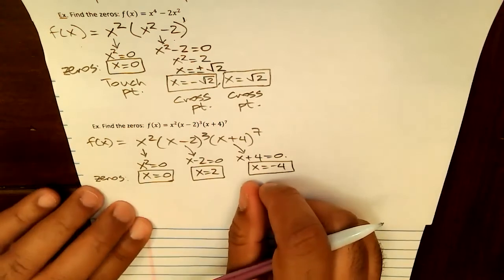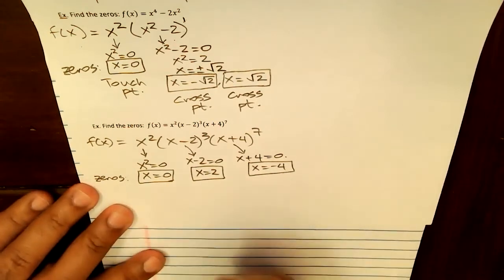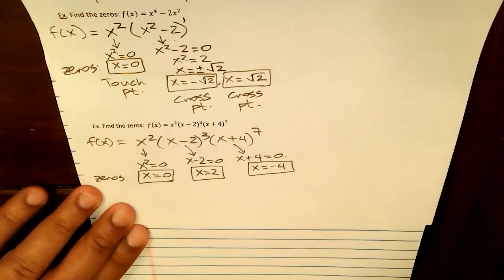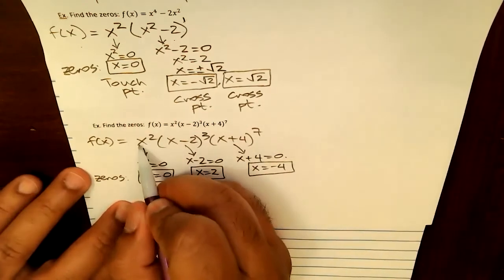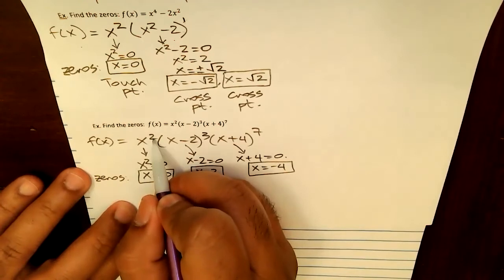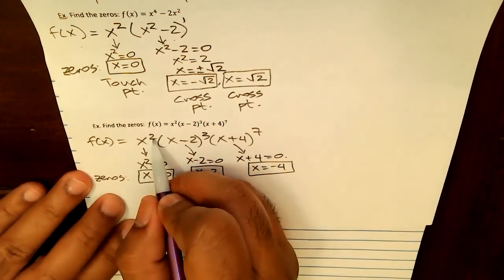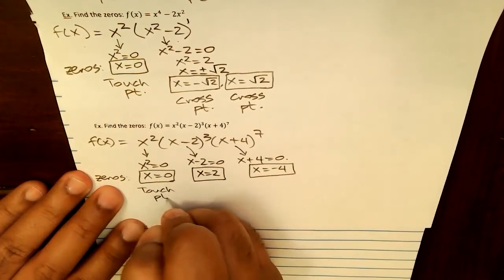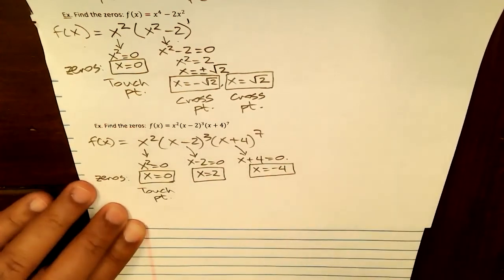Now, as far as whether these are cross points or touch points, we're going to look at the power of each factor. That's what we call the multiplicity. So the first one, x squared, the power is 2, so the multiplicity is an even number. When the multiplicity is an even number, that tells me that it's going to be a touch point.